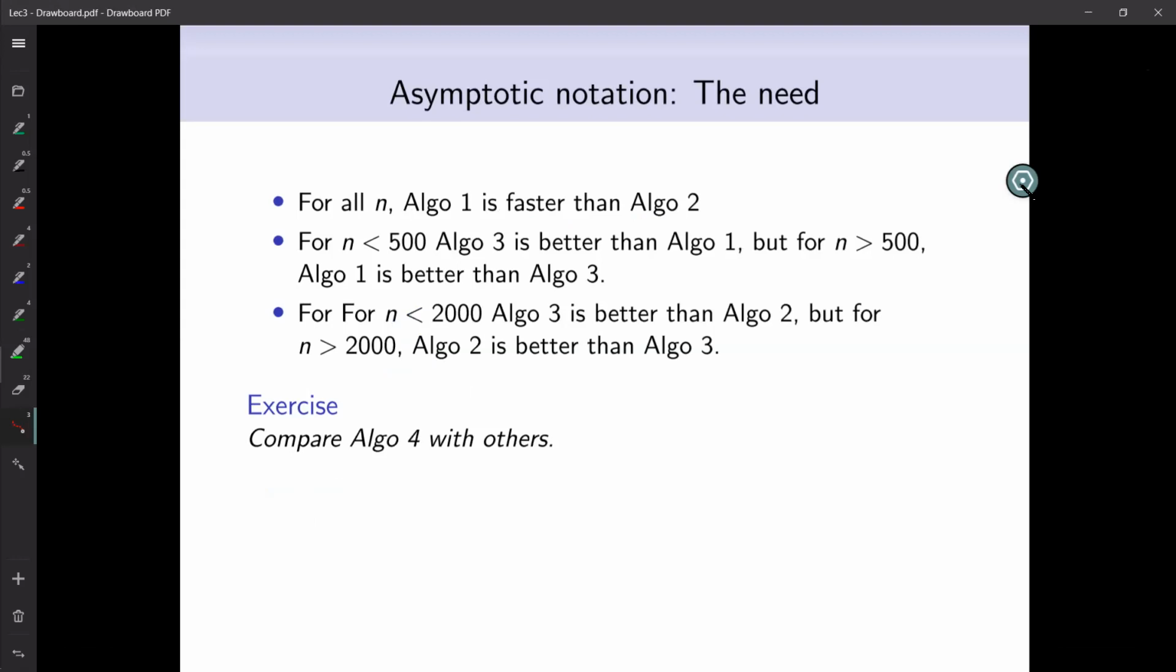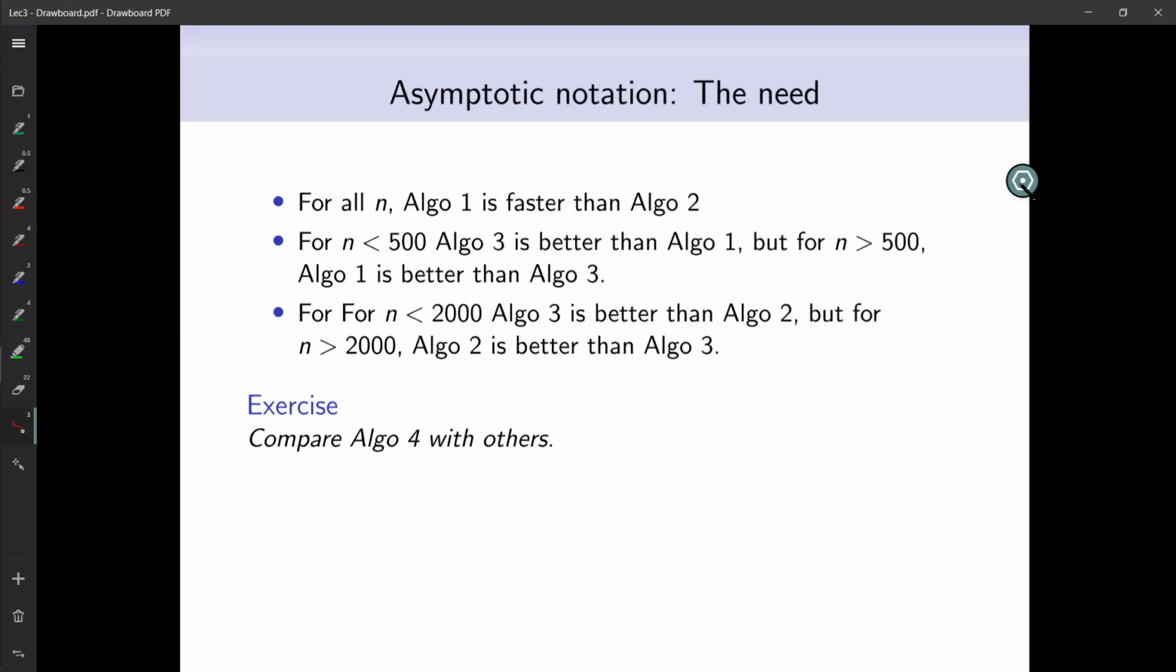Now, if you compare algo 1 with algo 3, you can see that for n less than 500, algorithm 3 is better than, when I say better, faster than algorithm 1. But when n is large, algorithm 1 wins. That is, algorithm 1 is faster. Similarly, when you compare algorithm 2 with algorithm 3, you can see that for n less than 2000, algo 3 is better than algo 2, whereas for n greater than 2000, algo 2 is better than algo 3. Now I will not touch upon the fourth algorithm. I'll leave it to you to compare algorithm 4 with others as an exercise.